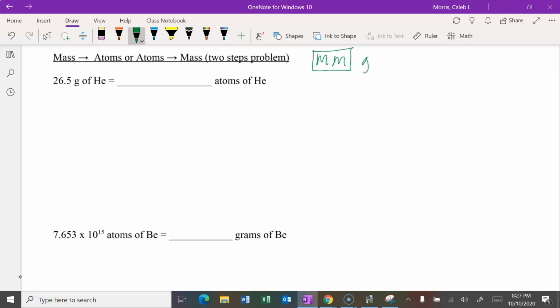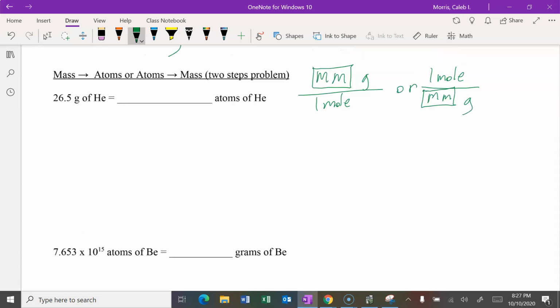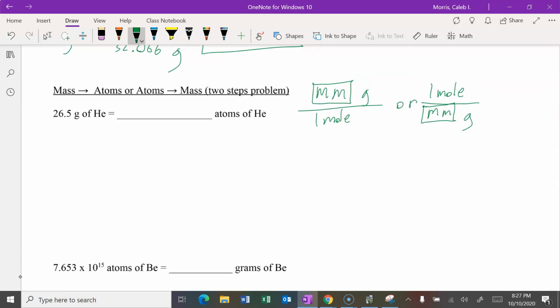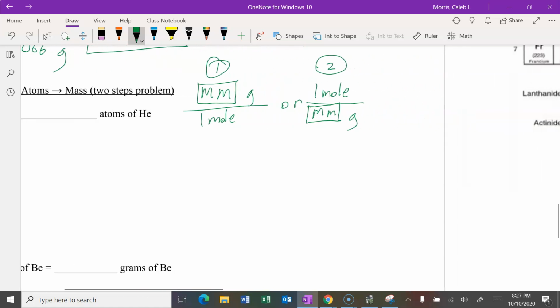Molar mass in grams over 1 mole. Or we could have 1 mole over molar mass in grams, right? So that's two possibilities. I could have this or this. Those are two possible conversions.